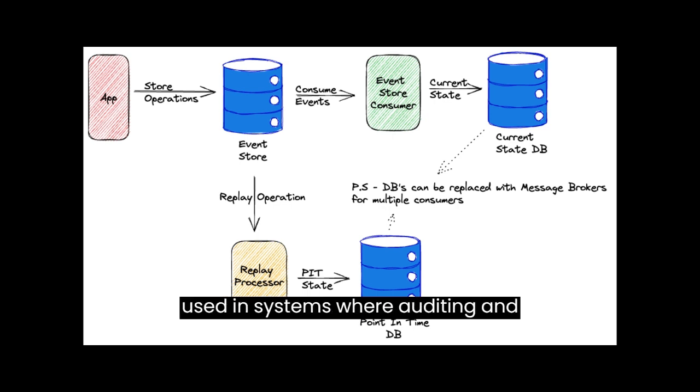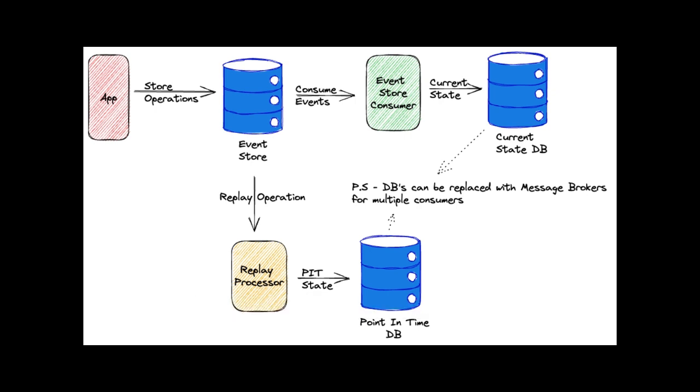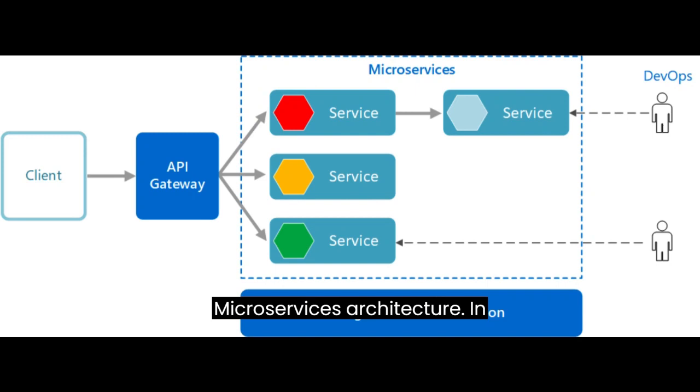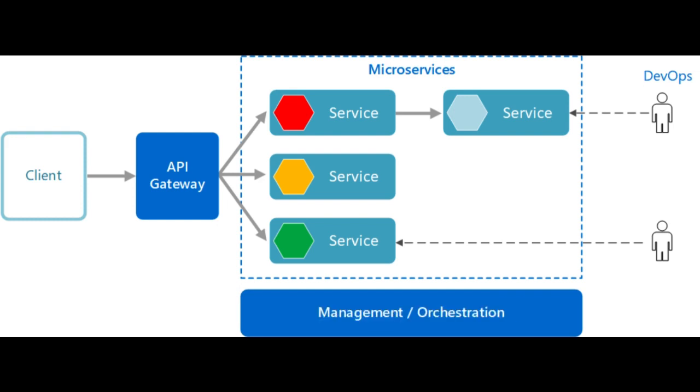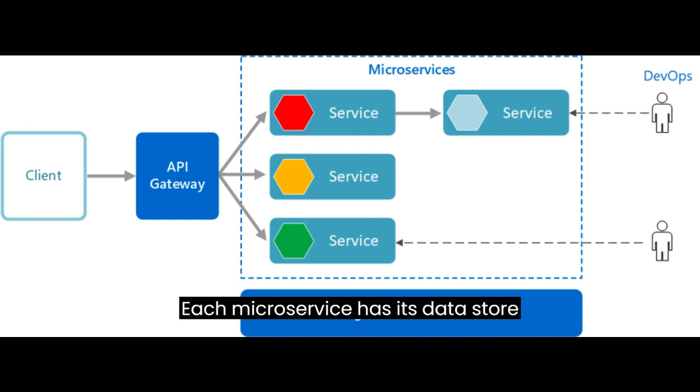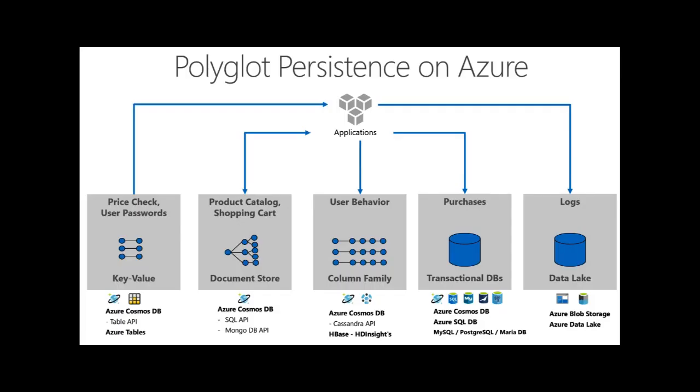It is commonly used in systems where auditing and traceability are critical, such as financial applications or content management systems. Microservices architecture. In this pattern, data is managed independently by microservices. Each microservice has its data store, which can be a relational database, NoSQL database, or other storage solutions. This pattern promotes scalability and agility.